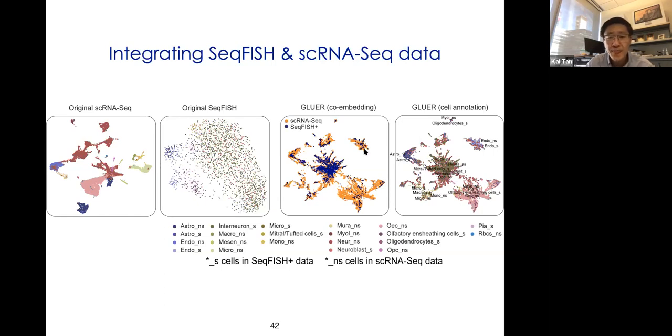More importantly, the same cell type, but from different data modality clustered together. For instance, here, the postfix SX means cells from the seqFISH data, and the postfix NS means cells from RNA-seq data. For instance, here you can see the endothelium cells from both modalities clustered together, the oligodendrocytes from both modalities clustered together, and so on.